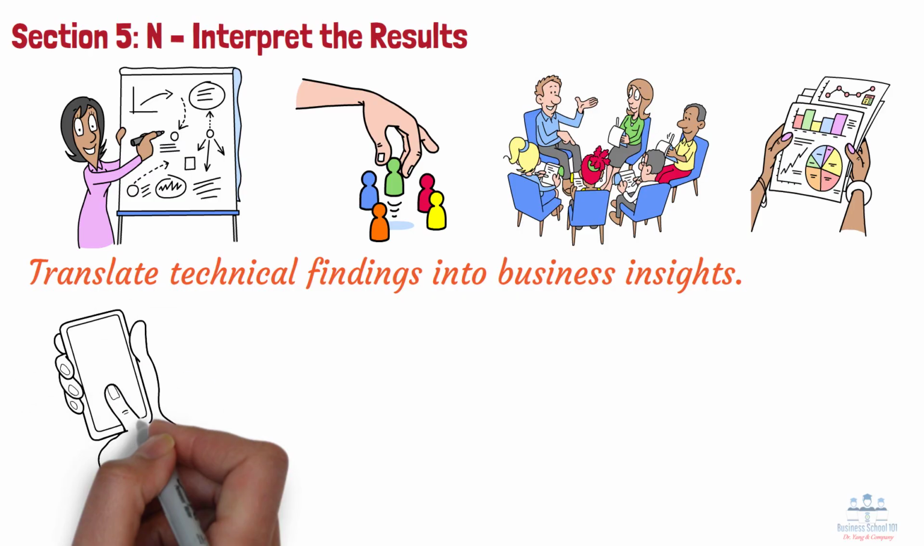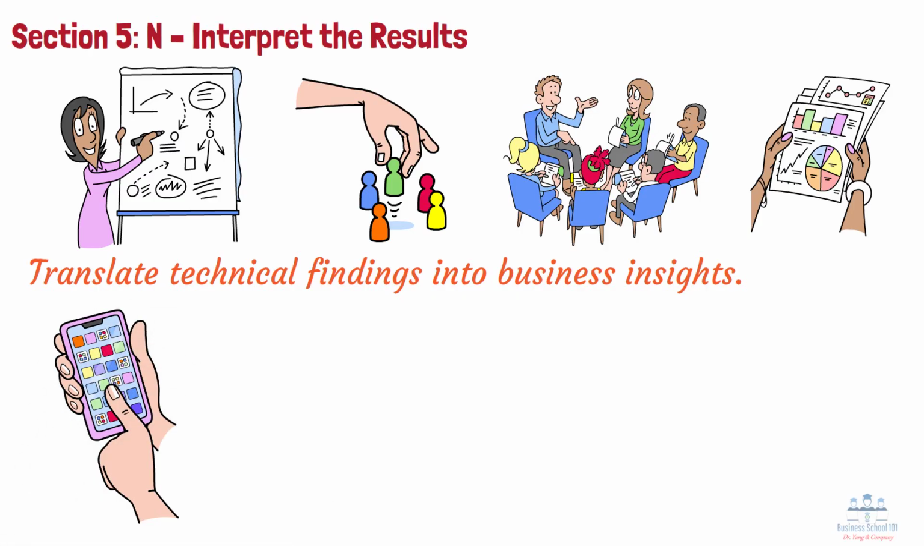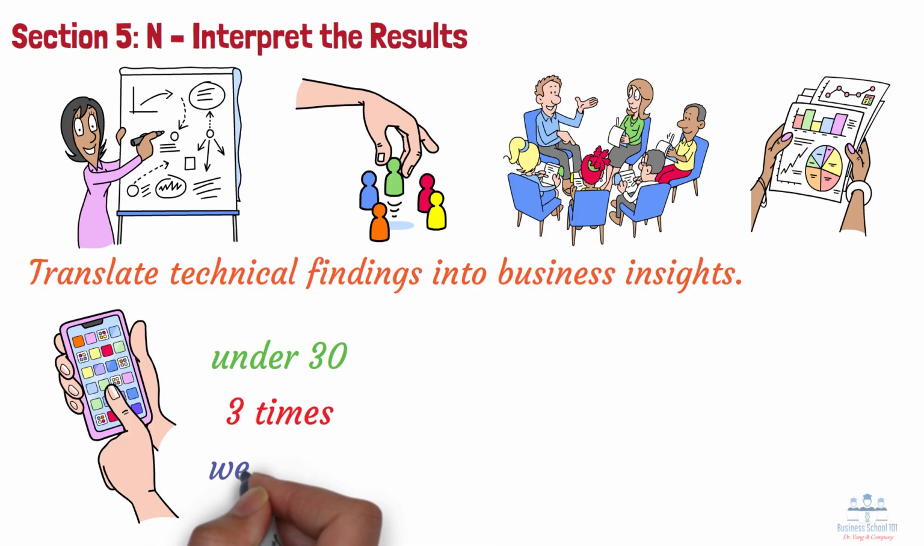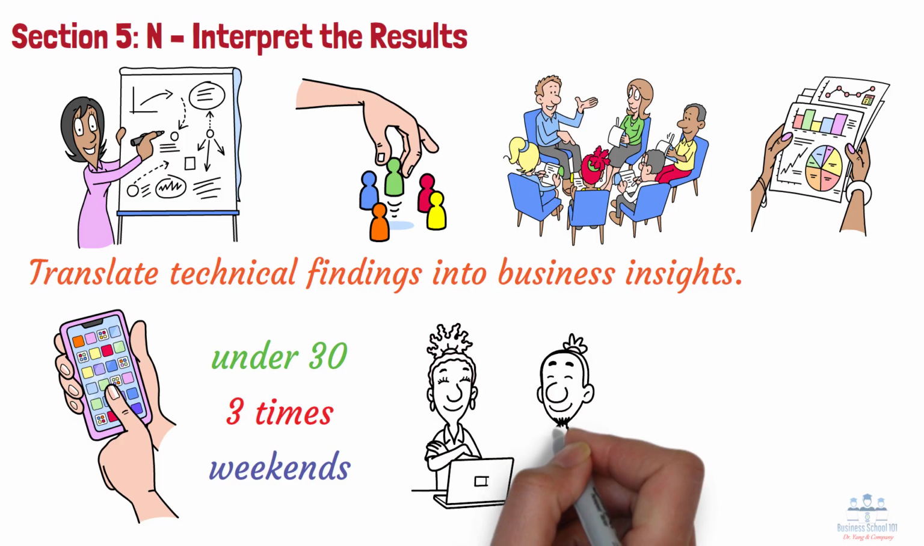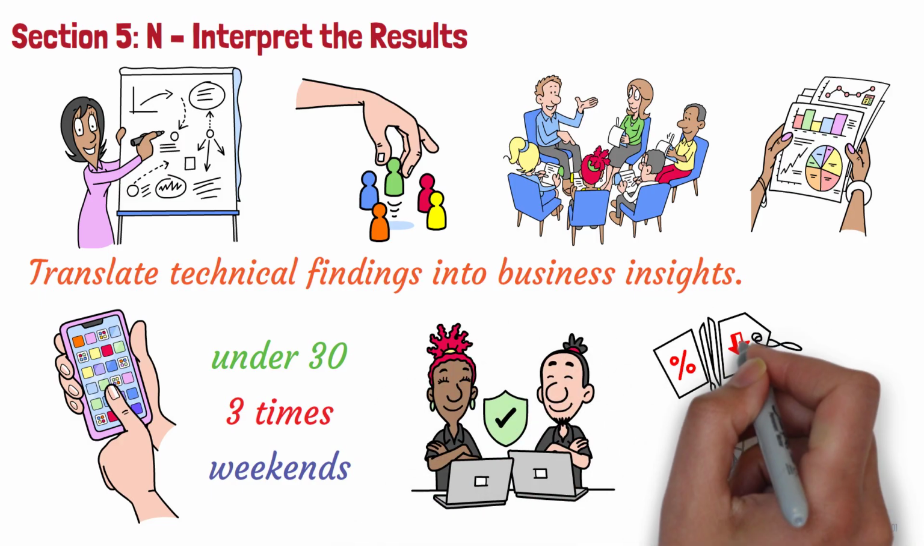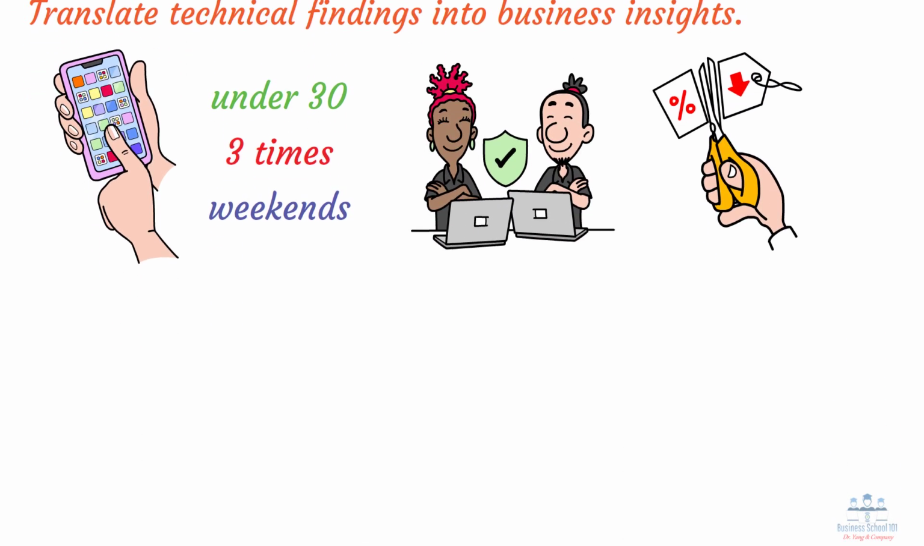For example, imagine a model reveals that customers under 30 are 3 times more likely to purchase through a mobile app during weekends. That insight could lead the marketing team to run weekend app-exclusive promotions targeting younger users.